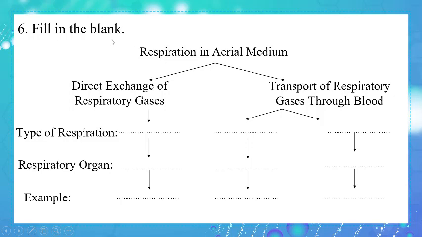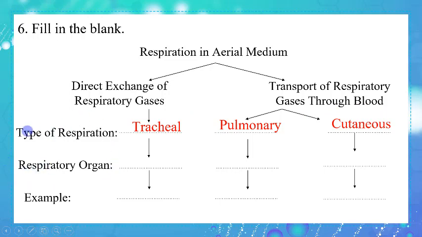Let's see. In which type of respiration do we have direct exchange of respiratory gases without the presence of blood? This happens in tracheal respiration. In which types of respiration do we have the presence of blood which transports the respiratory gases? In pulmonary respiration and cutaneous respiration.